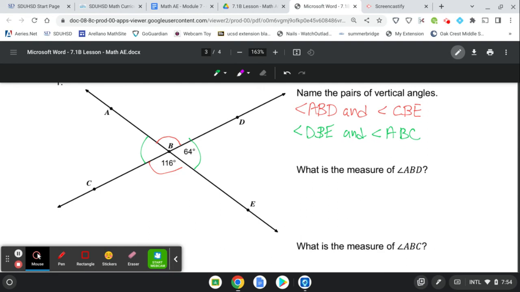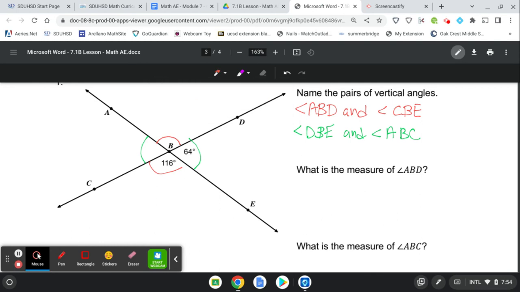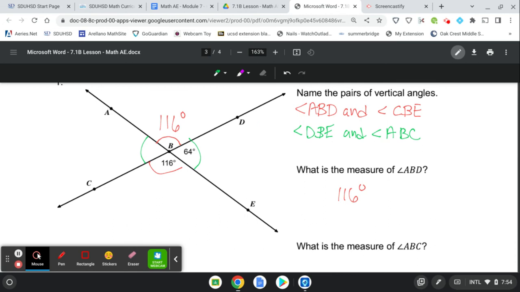Now to figure out the measure of ABD. Well, we know that vertical angles measure the same. So if CBE and ABD are vertical angles, and CBE is 116 degrees, that means angle ABD is also 116 degrees. For the next question, angle DBE is 64 degrees. Since it's vertical to angle ABC, that means ABC is also 64 degrees.